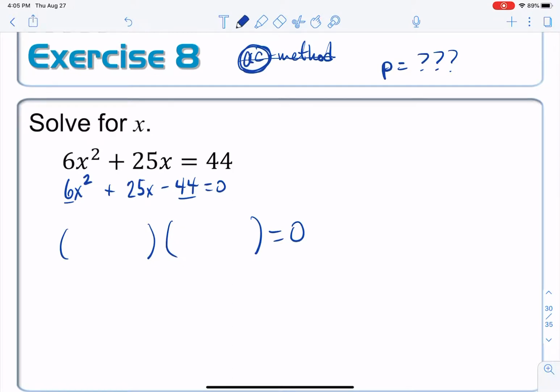I'm going to go straight to the answer, and I want to understand this whole FOIL process. When I multiply this first term times this first term, the only thing that I'm going to get is 6x squared. In other words, this term times this term is supposed to multiply up to 6x squared. So what times what is 6x squared?